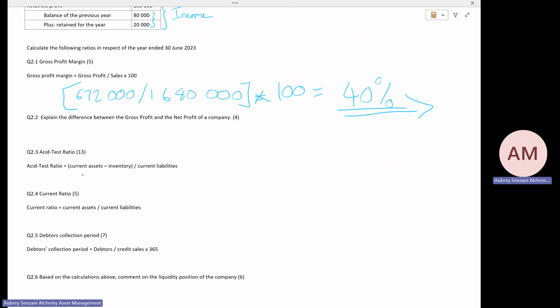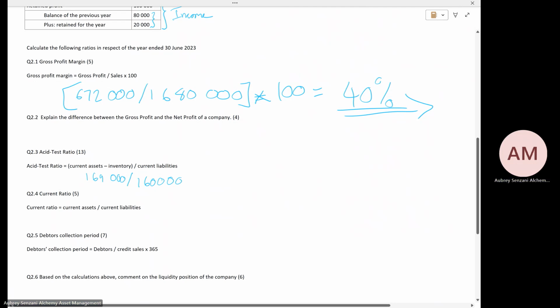Okay, 169 minus the inventory. Okay, no, it's fine. 169. Yes, after inventory. No, it's fine. We'll work with it. Then your current liabilities, anyone? You should have gotten 160 for your current liabilities. Okay? So then our ratio is obviously 1:2. What do we get when we say 169 divided by 160?